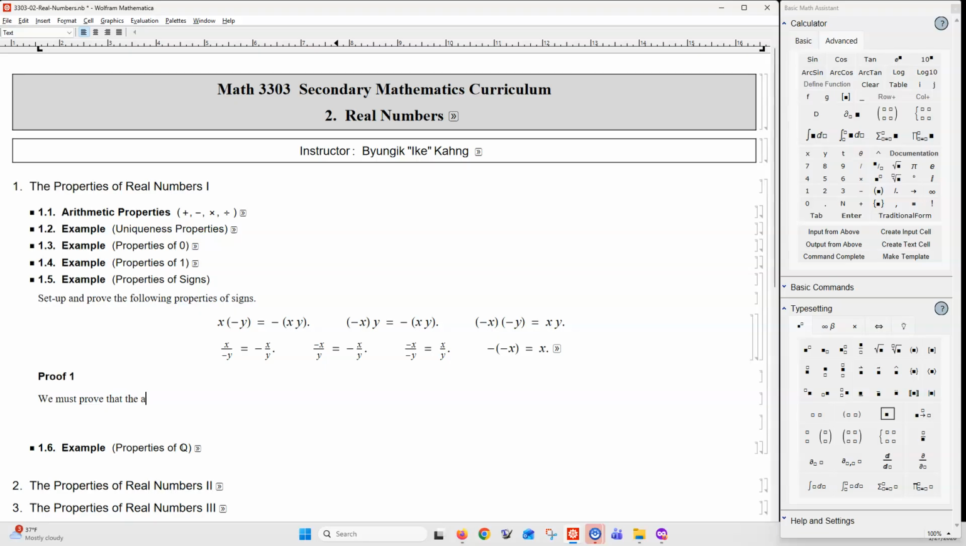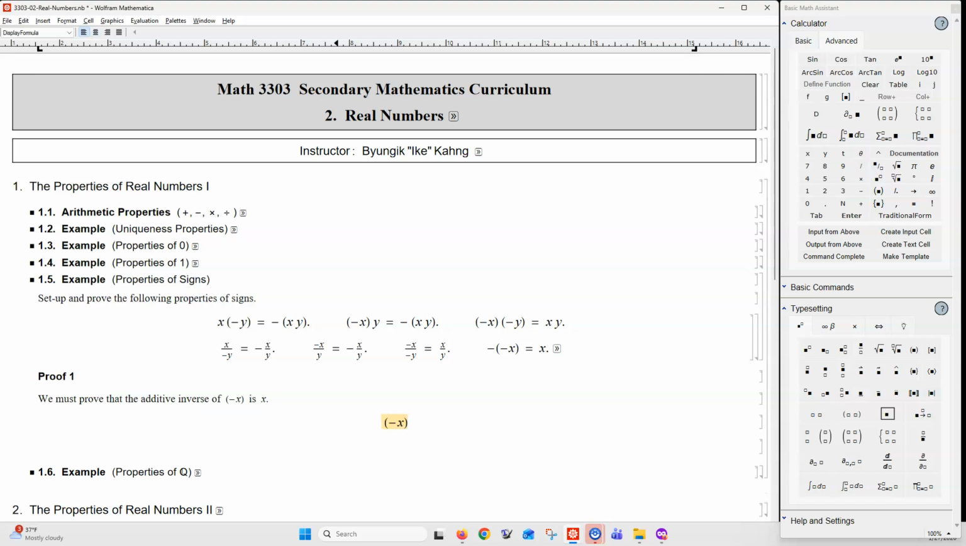the additive inverse of negative x is x. That's what you have to prove, right? Negative of something means additive inverse of this. So x is the additive inverse of negative x. So what's the additive inverse property? Something plus something is equal to 0, and also the other way around. That's the additive inverse of negative x, isn't it?